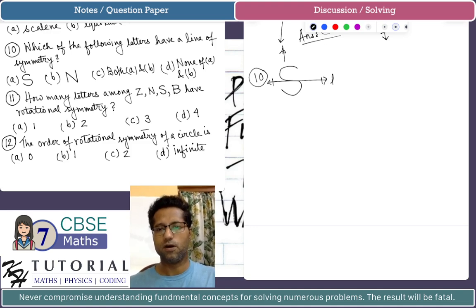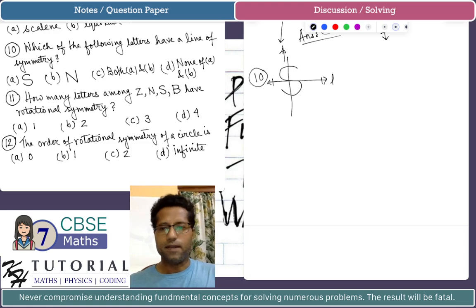Also, if you think of the vertical line, this line is also not a line of symmetry. So letter S has no lines of symmetry. So what is the question? Which of the following letters have a line of symmetry? So definitely S has no lines of symmetry.